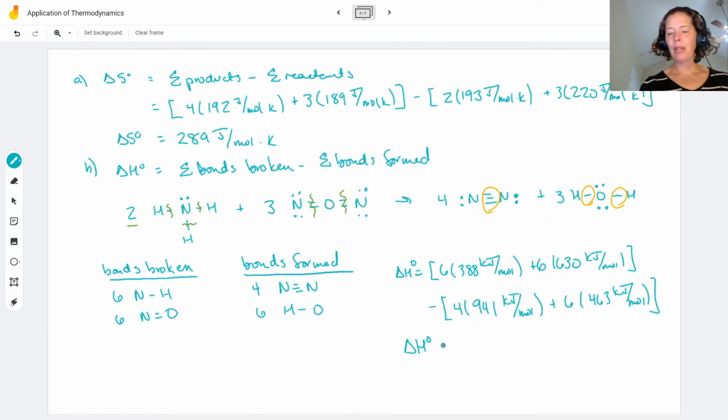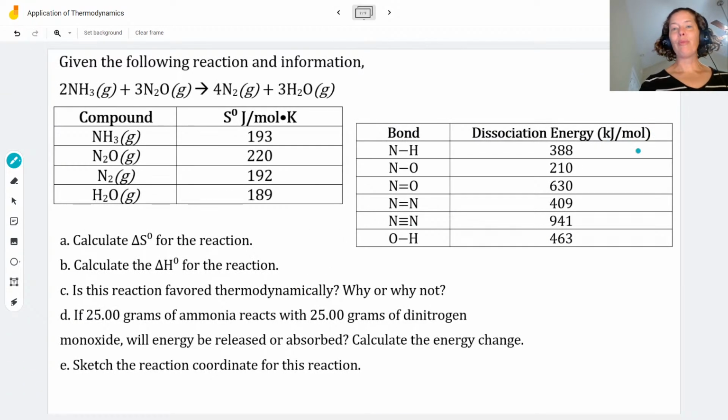Sorry, I keep forgetting my standard state there. And we get negative 434. And of course, this is kilojoules per mole. Again, I get my units from my table right here, so just watch those units, because for our next one, C, is this reaction favored thermodynamically?